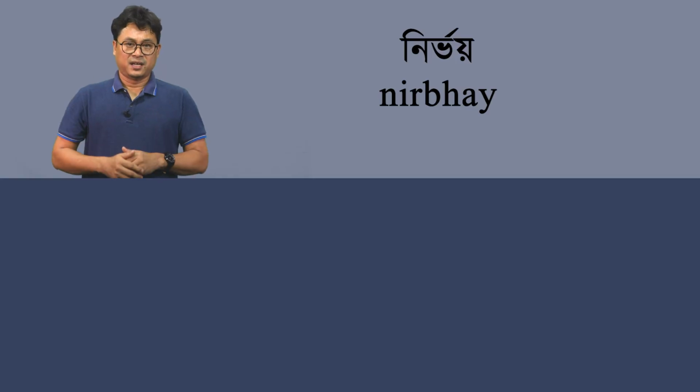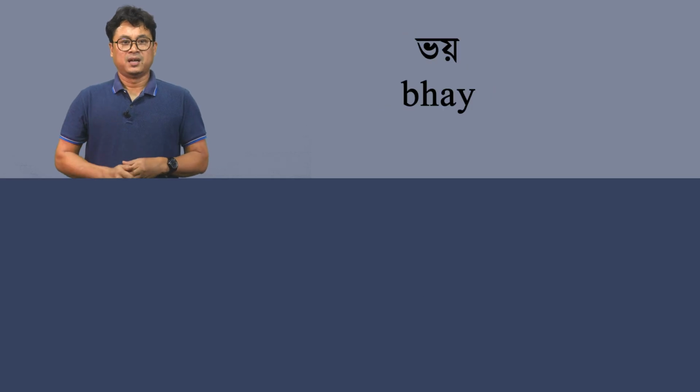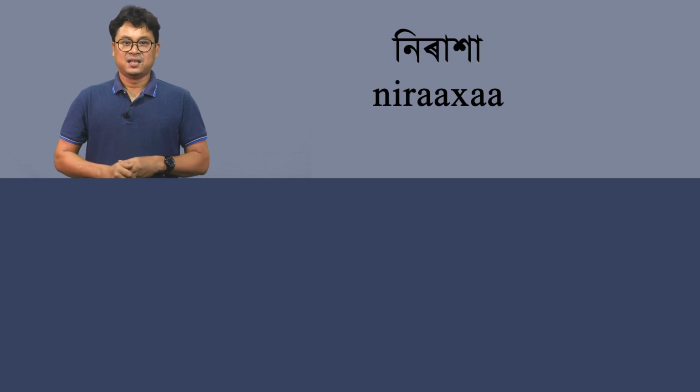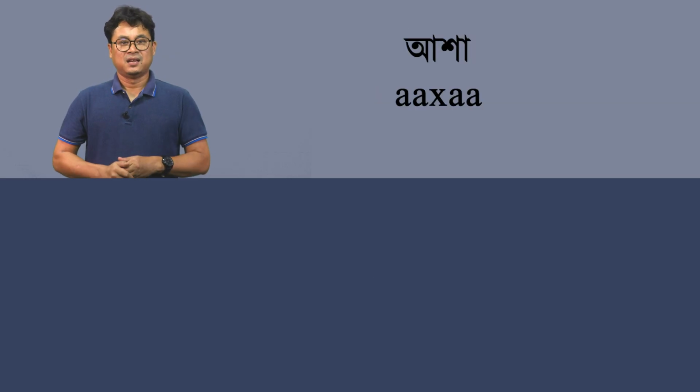Let us look at some examples to understand how this process works. Using the prefix nir, we can derive the word nirbhoy, meaning fearless, from bhoy, meaning fear. In the same way, we can derive nirakha, meaning hopelessness, from akha, which means hope.